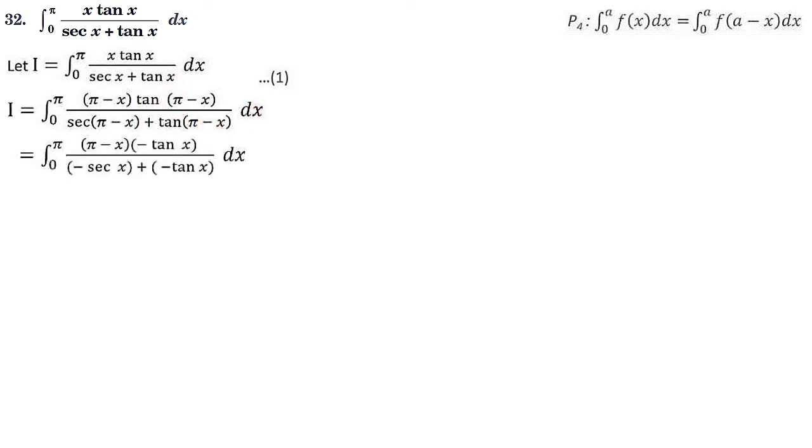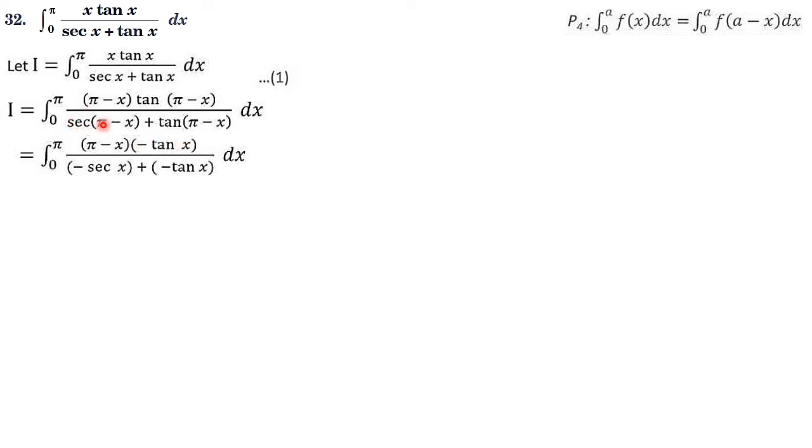Some formulas are there, just we can apply. 0 to pi, pi minus x into tan of pi minus x. Tan of pi minus x is minus tan x. So tan of 180 minus x, 180 minus x means clearly it is in the second quadrant. In the second quadrant tan is negative, so minus tan x will be coming.